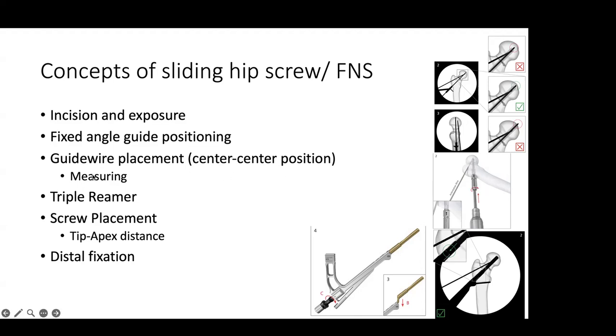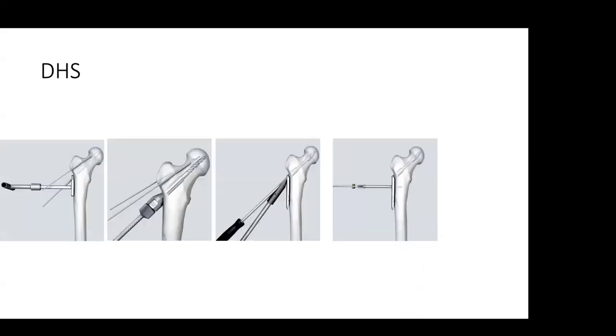Once that wire is placed, you're going to measure how long the wire is, because that's going to be the same distance, the same length of your blade or your screw. And then after that, you're going to ream to make room for that blade or screw. And then you're going to place your construct. And then you're going to fix it distally, usually with a bicortical screw. So that's an FNS. DHS is honestly very, very similar.